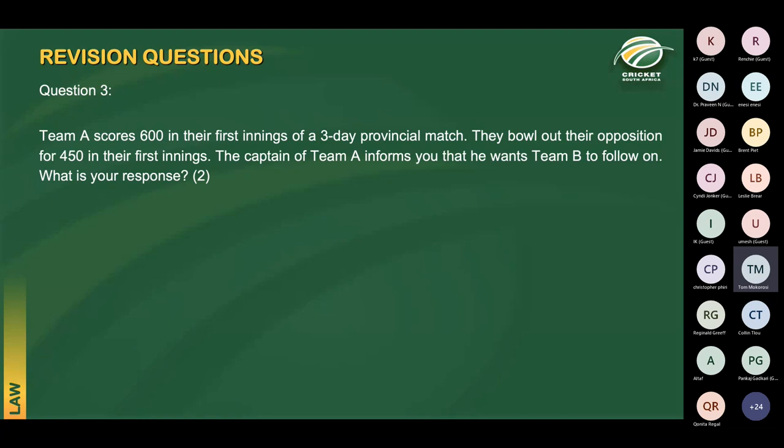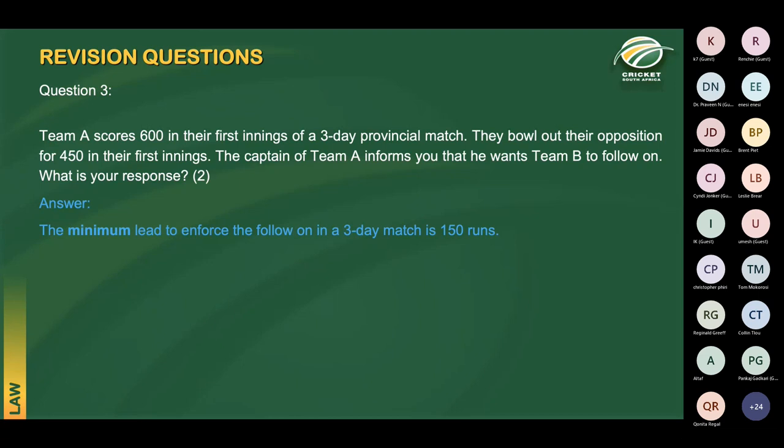Question three is to do with a follow-on. Team A scores 600 in their first innings of a three-day provincial match. They bowl out Team B for 450 runs in their first innings. The captain of Team A informs you that he wants Team B to follow on. What is your response?